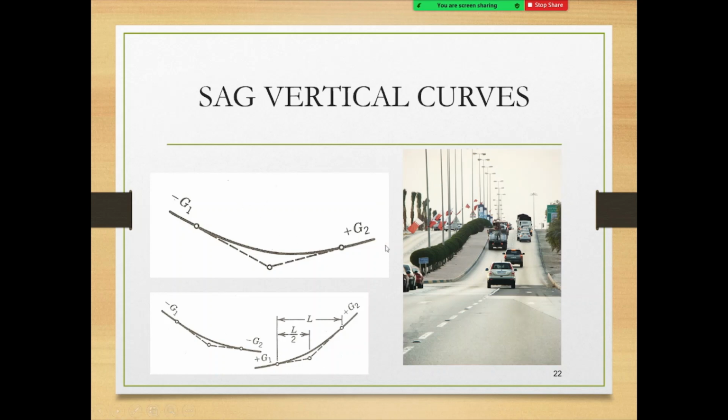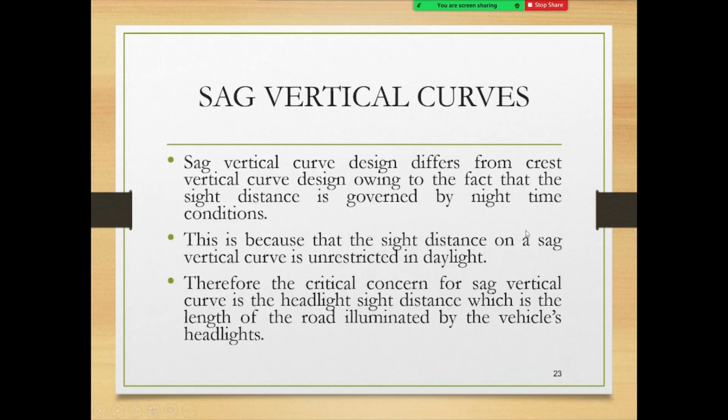Now these are types of sag vertical curves, right? Like this, or like this. And this is a picture of a sag vertical curve. Sag vertical curve design differs from crest vertical curve design owing to the fact that the sight distance is governed by the nighttime condition. Now, in the daytime, what about the sight condition? If it is a crest curve, of course, due to the shape of it, your line of sight is obstructed. But for a sag curve, in the daytime, there is no such obstruction.